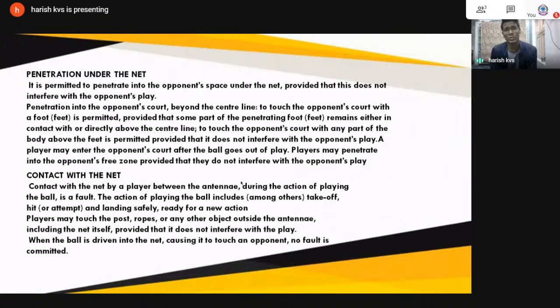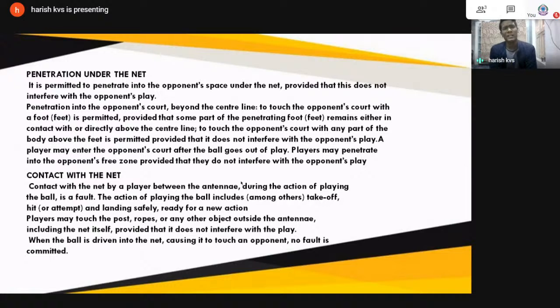So one thing you can see is that penetration into the opponent's court beyond the center line should be as follows: to touch the opponent's court with a foot is permitted, provided at the same time some part of the penetrating foot remains either in contact with or directly above the center line. To touch the opponent's court with any part of the body above the feet is permitted, provided that it is not interfering with the opponent's play.